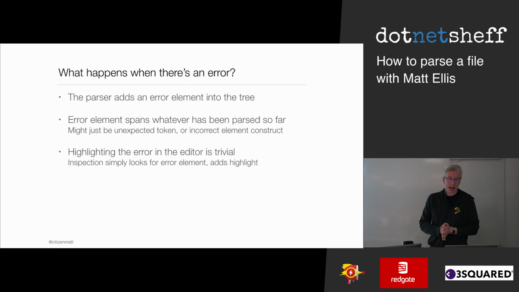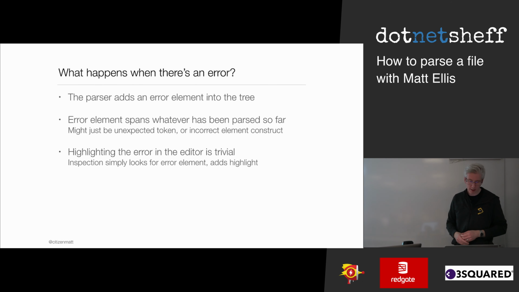So what happens when there is an error? In my particular case with an IDE, well, the parser simply adds an error element into the tree. Into the tree that I'm building, I have a block which just sort of says there's a syntax error right here. And that error spans what's been parsed so far. It starts at the beginning and at the end. And when we want to highlight that in the editor, we just find that error element in the tree, and we put a squiggly underline from the beginning to the end of that block, and that's it.